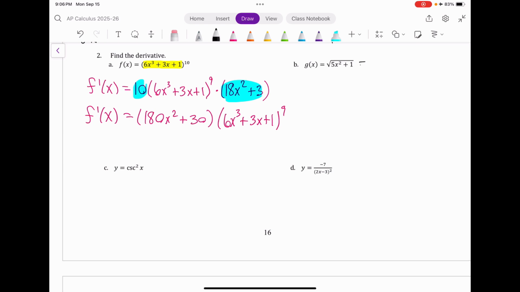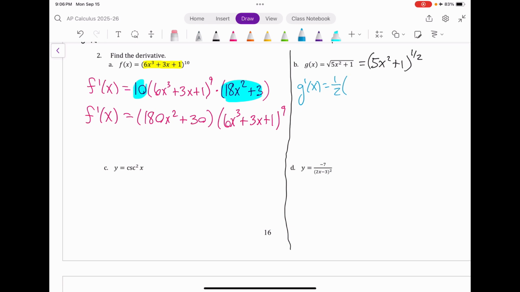Okay, so B, anytime we see a root, we try to rewrite it to be to a power. So to the 1/2 power. All right. So the derivative of G, we'll have to apply the chain rule here as well.